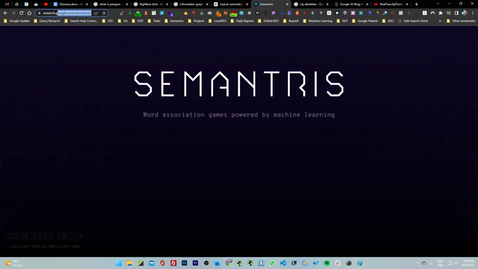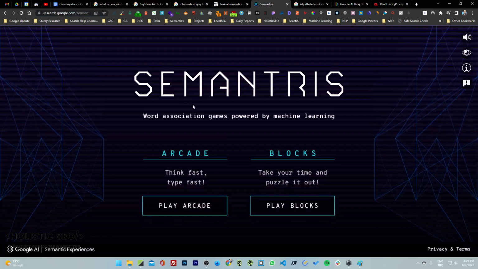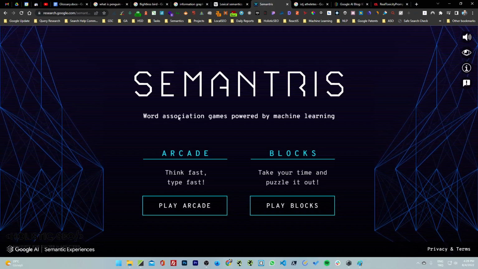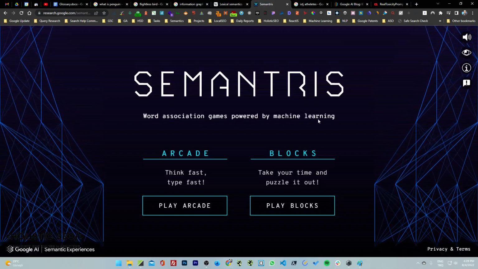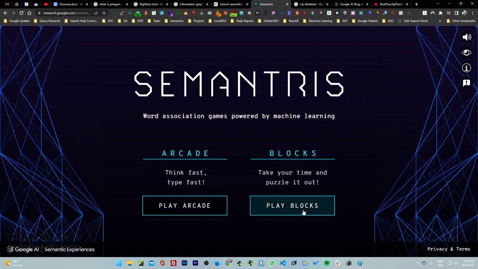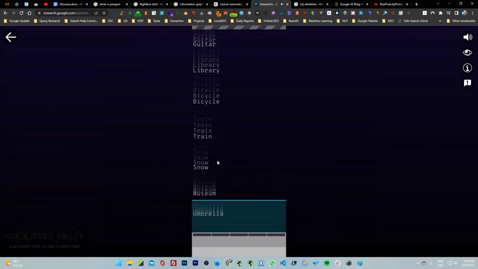This is actually a game from Google, and it was published a long time ago. Basically, this is a game for semantic SEOs. It says word association games powered by machine learning. There are two different games here. One of them is called Blocks, the other one is the Arcade. Let's go to this one.